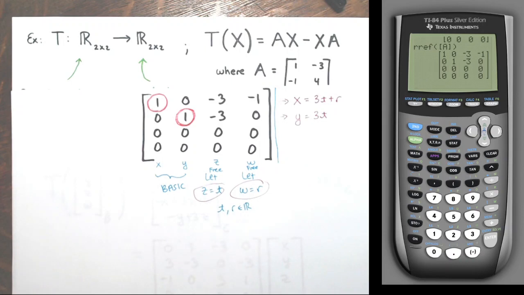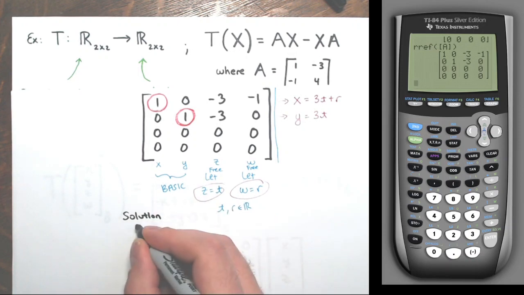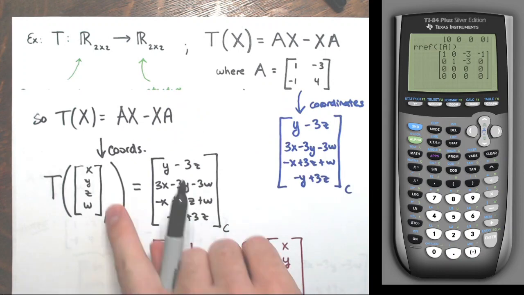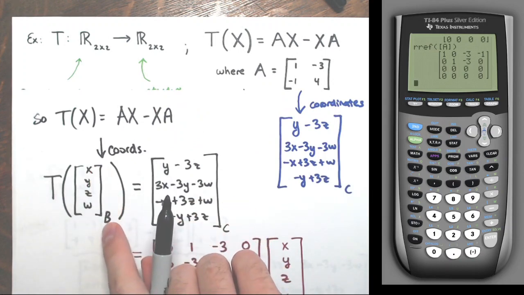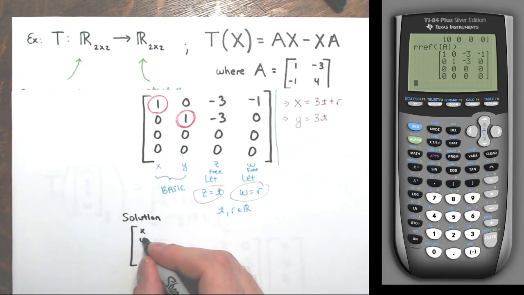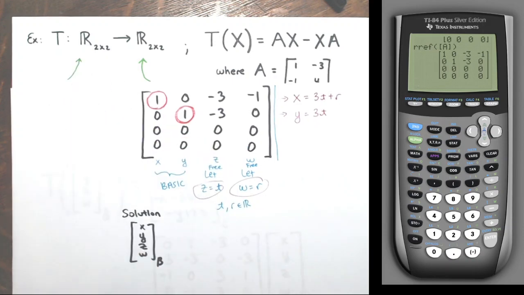All right, so my solutions. Now remember my input here: my inputs were coordinates with respect to a standard basis for R2 by 2. So my input x, y, z, w weren't from the domain. These are the coordinates of a vector from the domain. We're going to translate it back to a vector from the domain after I'm done.